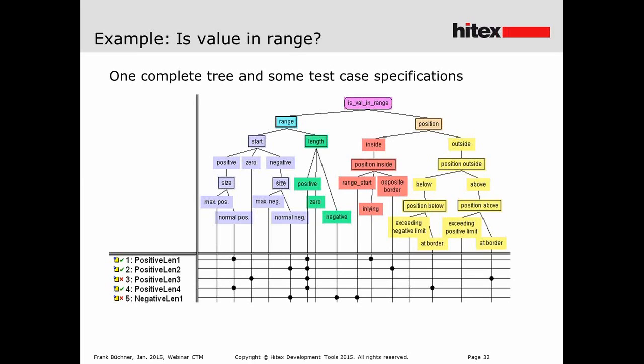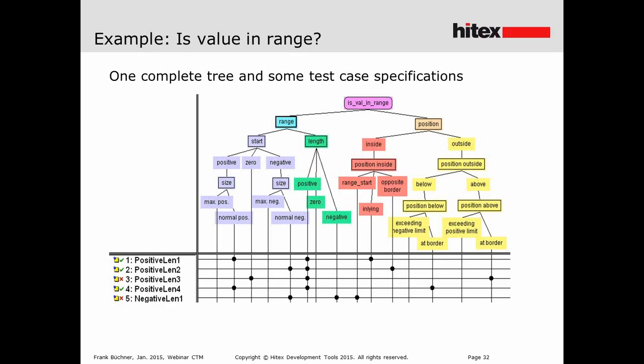Boundary values are also involved in the class outside, where outside below, and where below, at the border. So this means if you select this class at a border in a test case, I expect to have the value which is just below the range, the last value which is outside the range. Okay, I think this is clear.